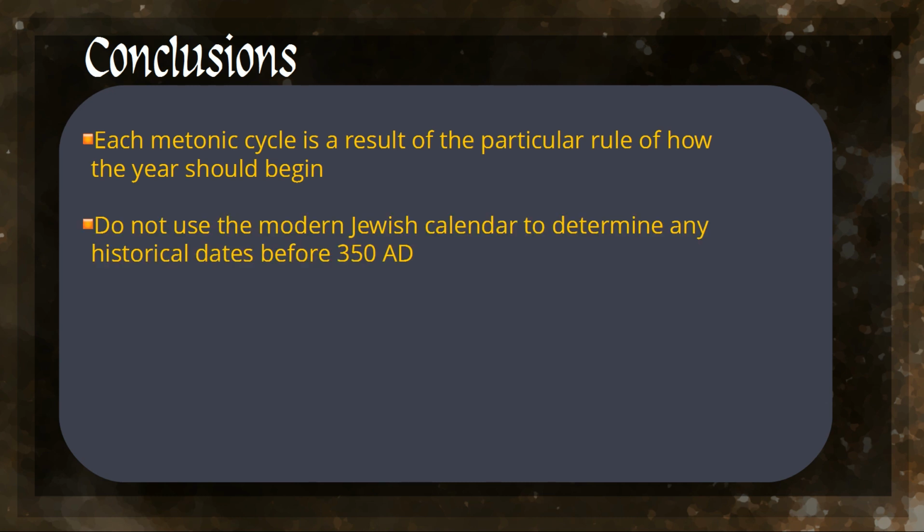Second, the modern Jewish calendar is tied to the equinox rule. That is, Nisan 16 should occur on or after the spring equinox. This particular rule was officially codified after 350 AD and no earlier. Therefore, the use of this particular Metonic cycle to determine accurate historical dates before that time is not mathematically supported. This was not how the calendar functioned during the Temple era. Any historical dates which have been accepted as historical fact should be re-examined according to this new evidence.